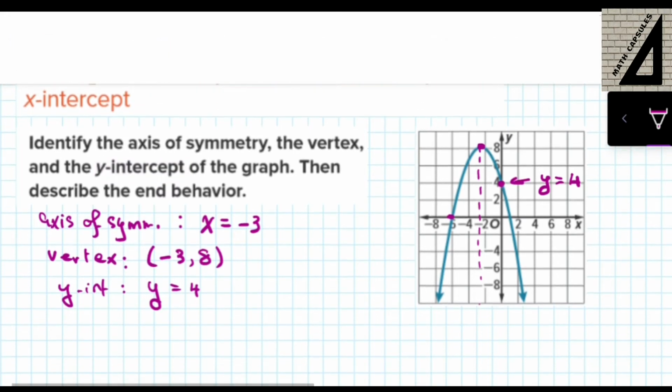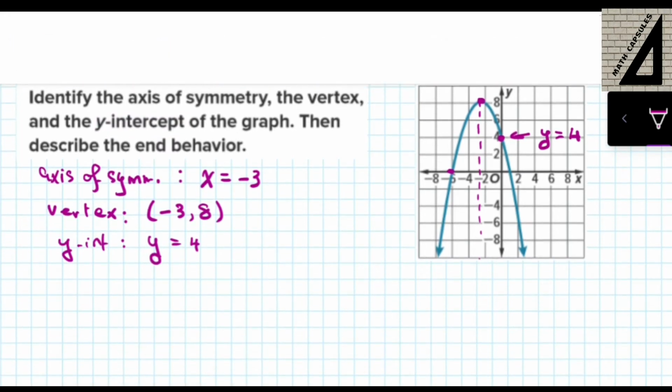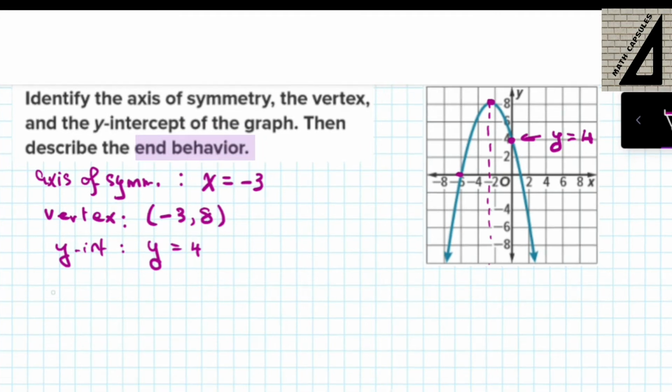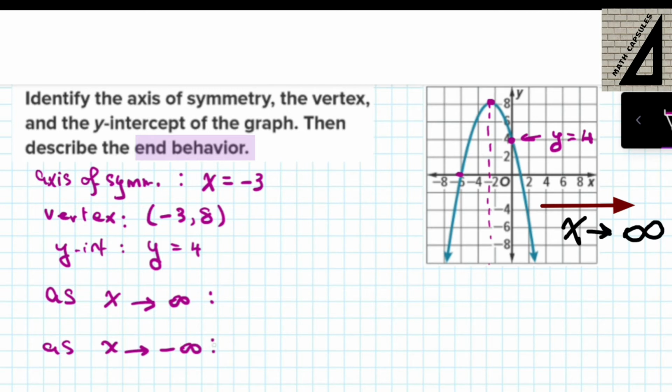Then describe the end behavior. The end behavior is described as follows. We write as x approaches infinity and as x approaches -infinity. And we write here what happens as x approaches infinity, and here what happens as x approaches -infinity.